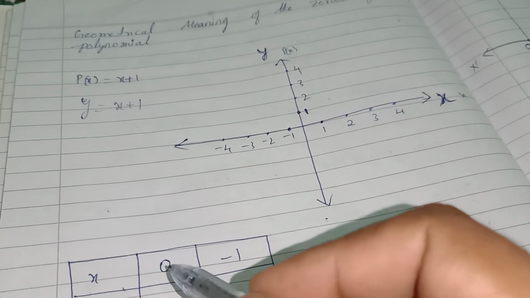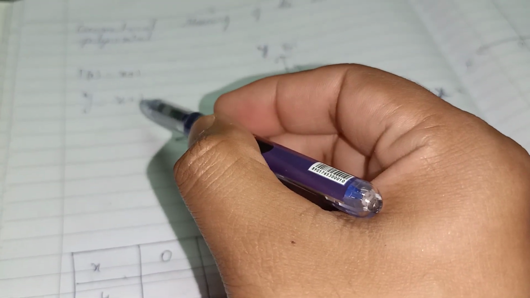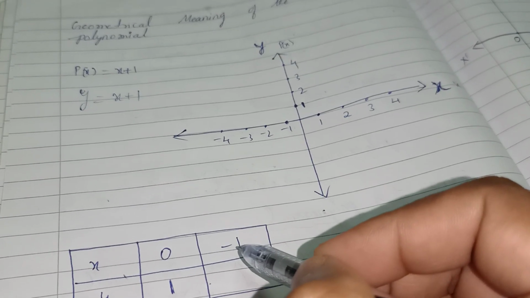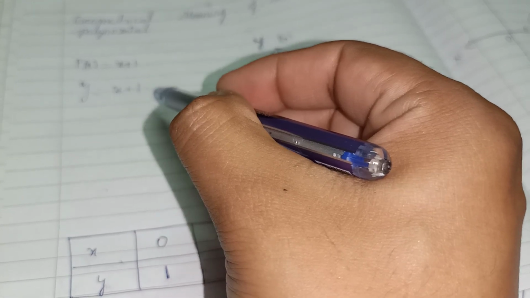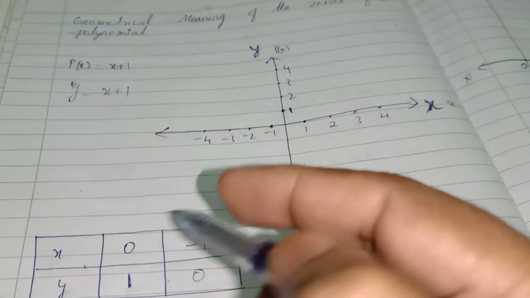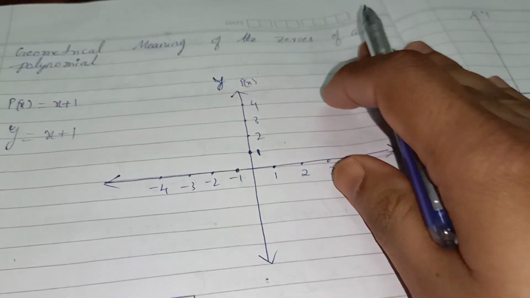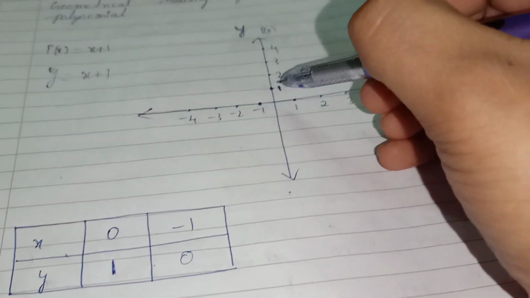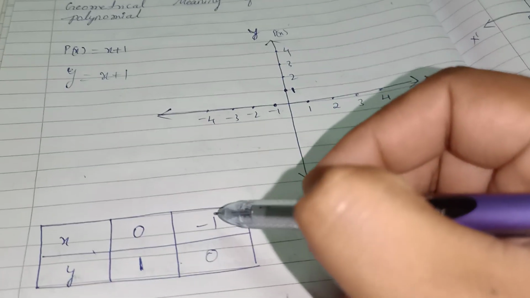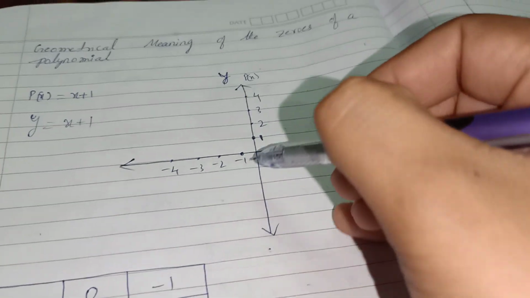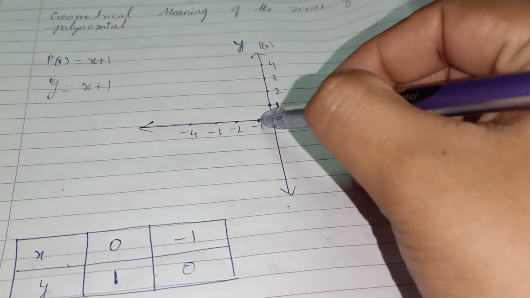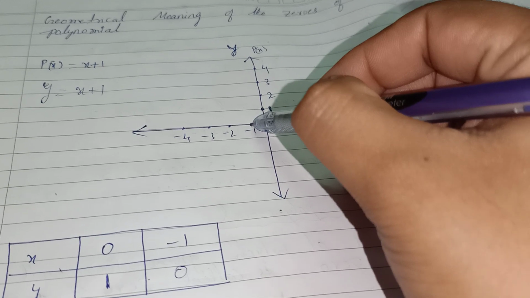Substitute x equal to 0: 0 + 1, you will get 1. Substitute x equal to -1: -1 + 1 cancels, so we get 0. The first point is (0, 1), as x is 0 on the y-axis and y is 1. Next, x is -1 and y is 0, so the point is (-1, 0).